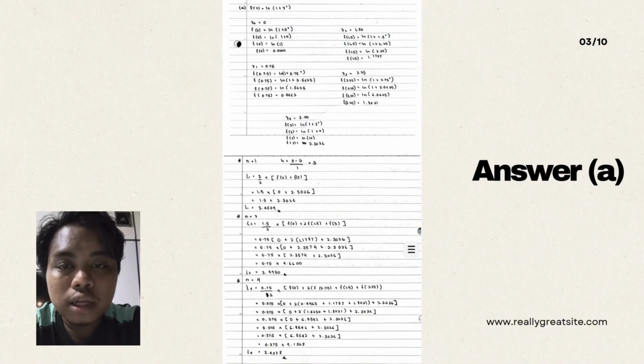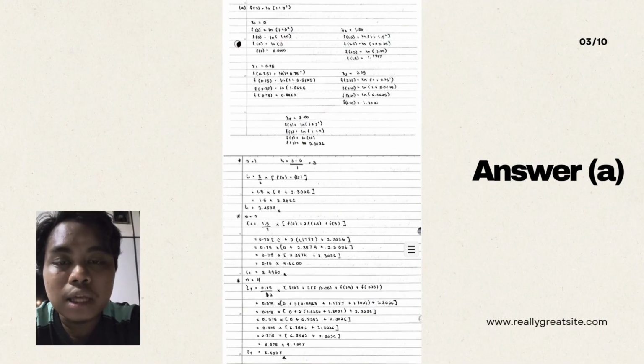Next, for n equal to 2, h equals (3 minus 0) divided by 2, equal to 1.5. Substitute into the trapezoidal rule: I2 equal to 1.5 divided by 2 times f(0) plus 2 times f(1.5) plus f(3). Substituting the values, I2 equal to 0.75 times (0 plus 2 times 1.1787 plus 2.3026). So therefore I2 equal to 3.4950.